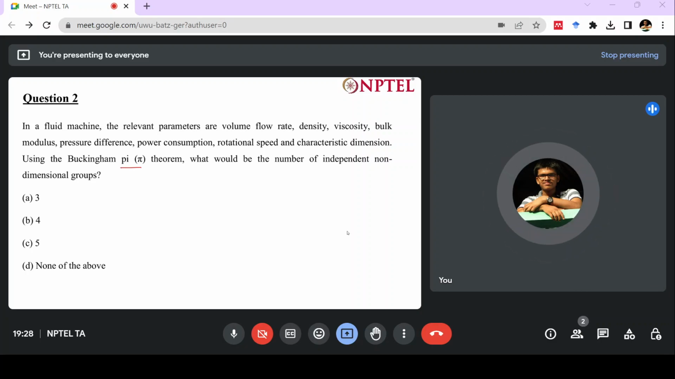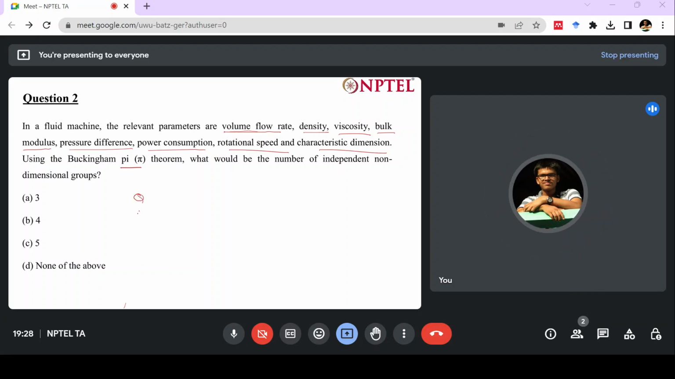So how does this work? Let's see in this particular case how the Buckingham Pi theorem works. What are the relevant parameters given? It's given as volume flow rate, density, viscosity, bulk modulus, pressure difference, power consumption, rotation speed, and characteristic dimensions. So what we will do? Let's make a table and write all this down.